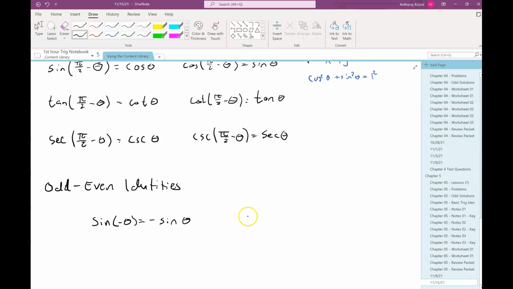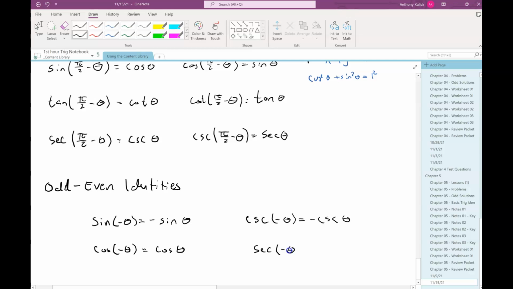And if sine is an odd function, its reciprocal function, cosecant, should also be an odd function. So we can say the same thing about cosecant. Cosine, we observed, was an even function. So we can say that f of negative x is equal to f of x. And if that's true for cosine, it should also be true for its reciprocal function. So we can say the same thing about secant, that secant of negative theta is equal to secant of theta.